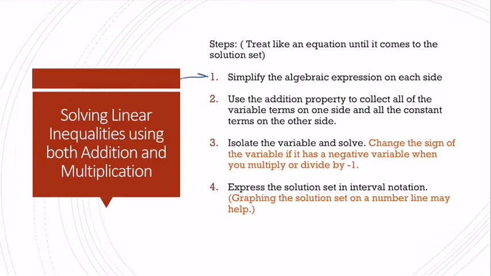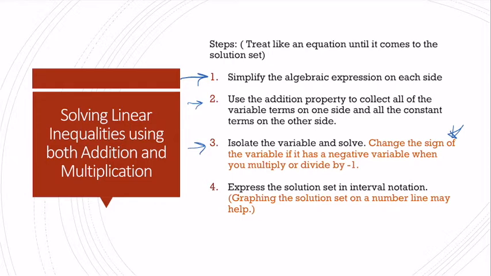So the first thing you're going to want to do is simplify your algebraic expression on each side. Next thing you're going to want to do is collect all the variable terms to one side, isolate your variable, and solve.